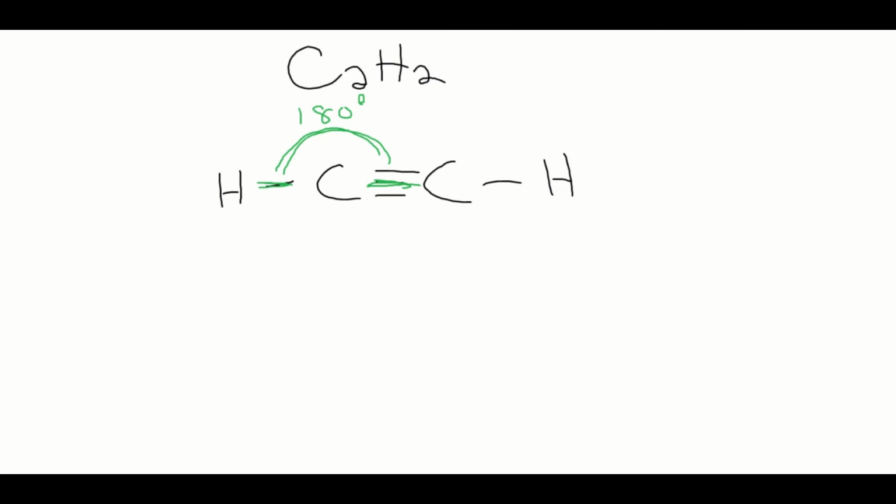So here we go. Before this carbon is hybridized, I'm going to go through this a little bit faster now. It has 2 electrons in its 2s and 2 electrons in its 2p.